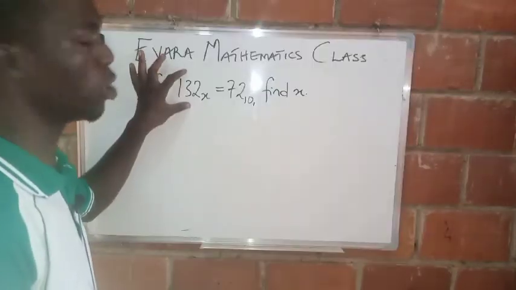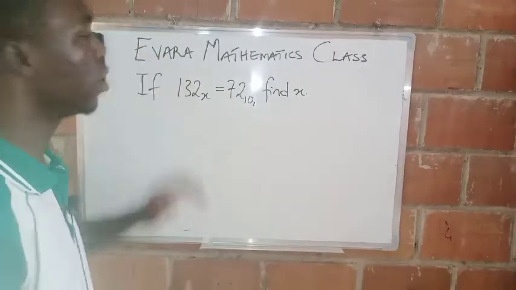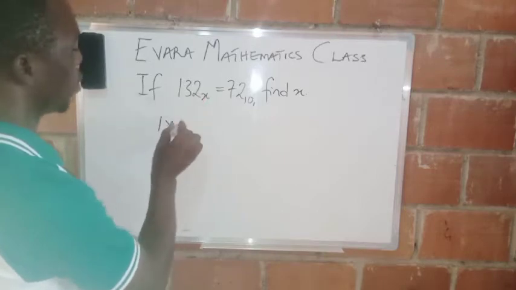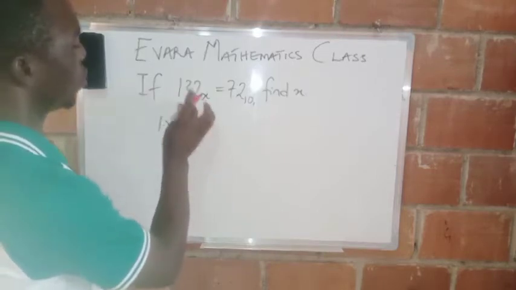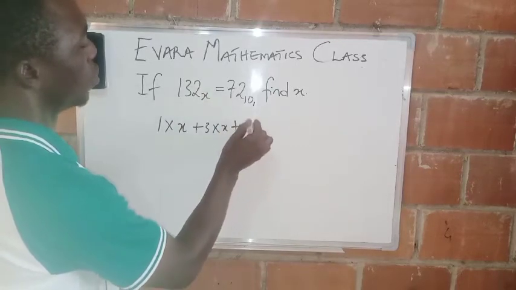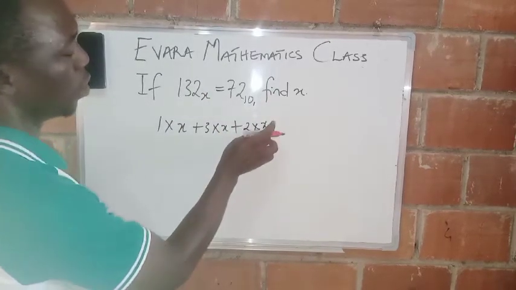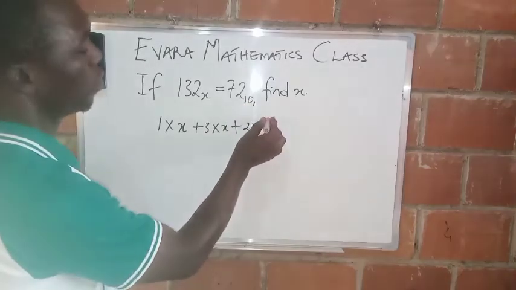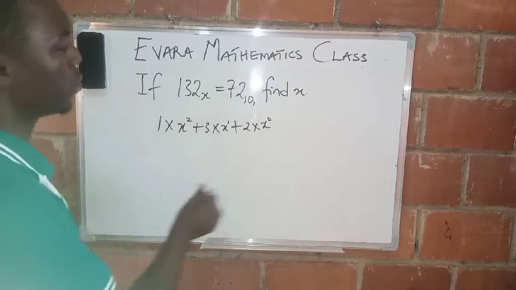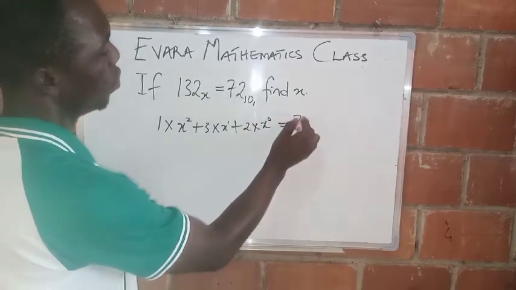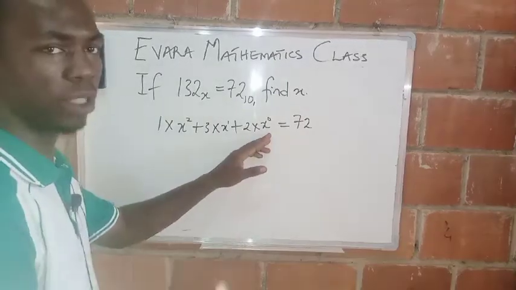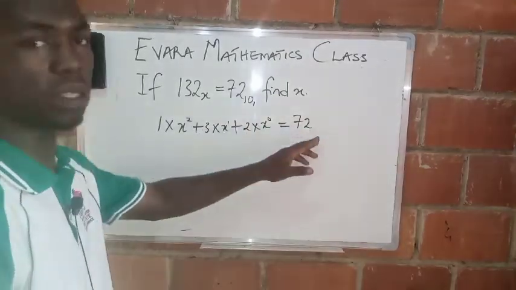And if you want to change a number from another base to base 10, you expand. That is 1 times x plus 3 times x plus 2 times x. Then on top of this x, you put 0, 1, 2, and it continues that way, is equal to 72. So with this expansion, it means we are converting to base 10. So this one is already in base 10.